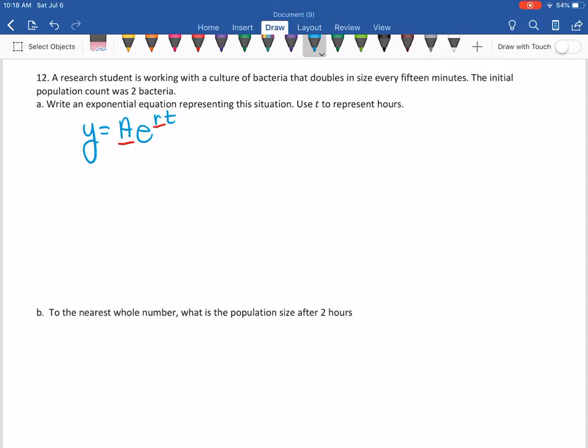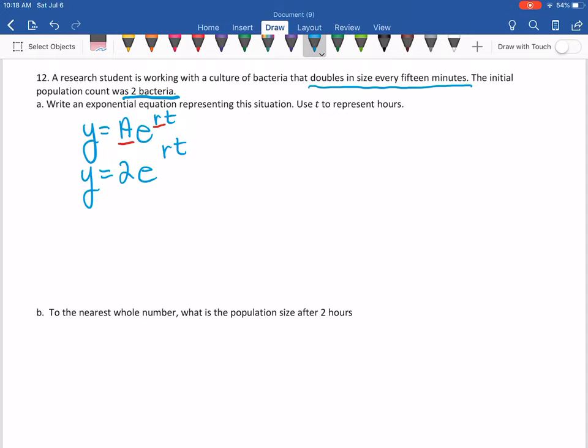So it says a research student is working with a culture of bacteria and it doubles every 15 minutes. And the initial population was 2. So we know what our value of A is. A is 2 because that's our initial value. So all we have to do now is find our value of R. Now we're going to use the information that's given to us in the problem to plug in for T and Y so I can solve for R.